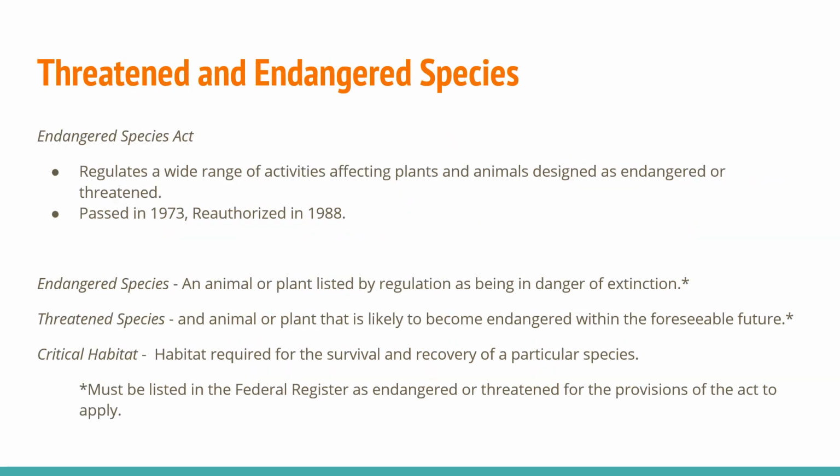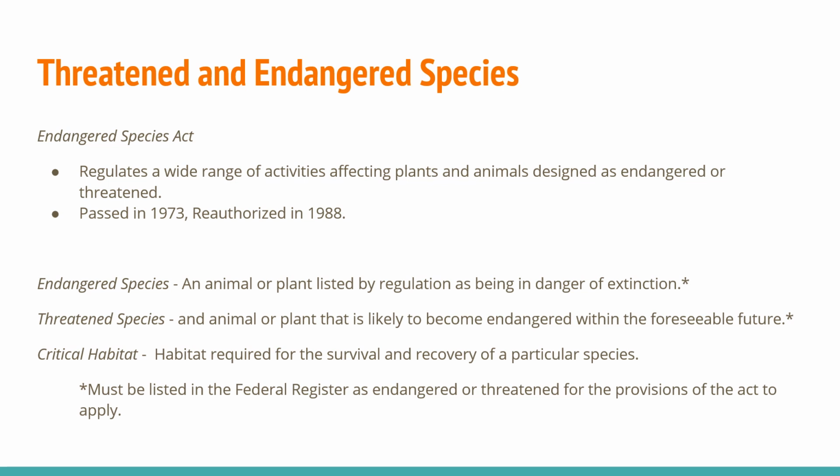From there, we have to talk about threatened and endangered species. The 1973 Endangered Species Act regulates a wide range of activities affecting plants and animals designated as endangered or threatened. An endangered species is an animal or plant listed by regulation as being in danger of extinction. Then we have threatened species, which aren't quite endangered, but they're on that slippery slope downwards.